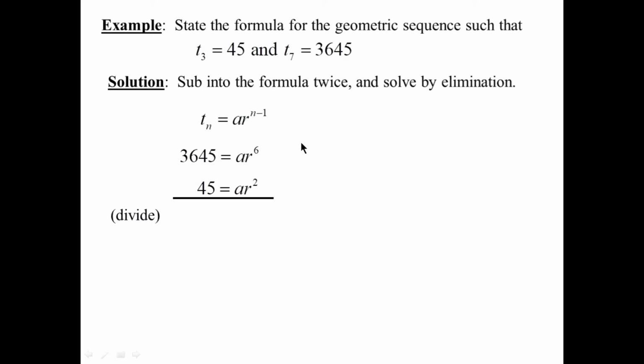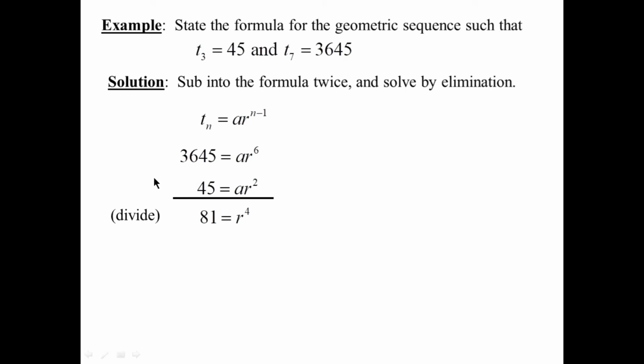Drawing a line and dividing, this is how we solve for two equations and two unknowns. When the unknowns are multiplied by each other, we divide. It's a new style of elimination. Perform the division here, 3645 over 45, and the a's cancel. And r to the 6 divided by r to the 2 is r to the 4. When you divide powers of the same base, you keep the base and subtract the exponents.